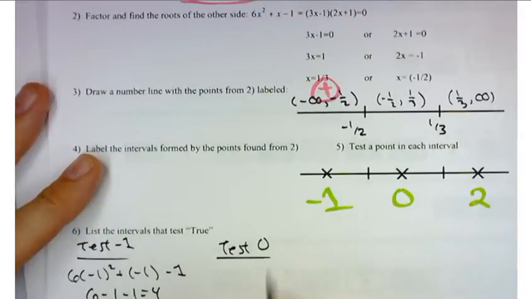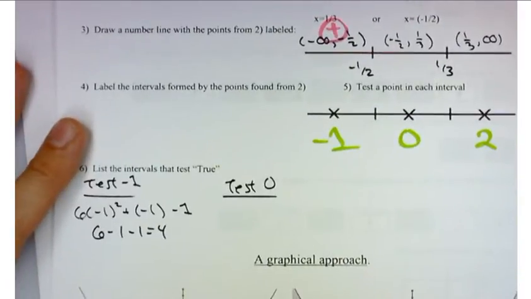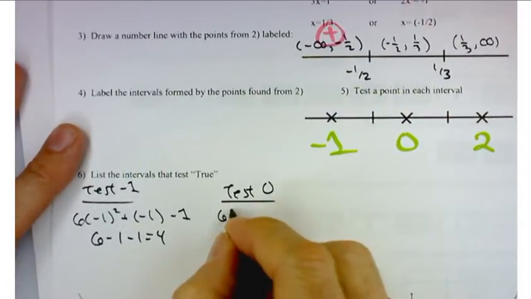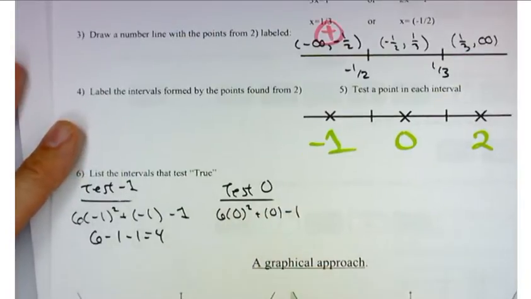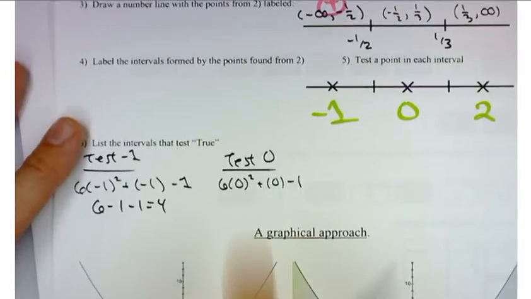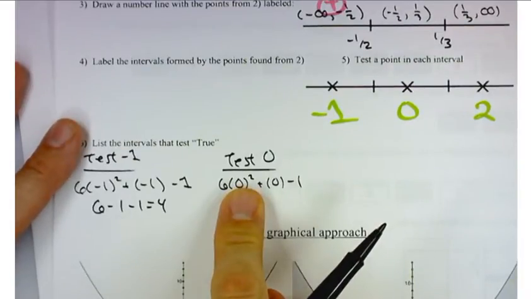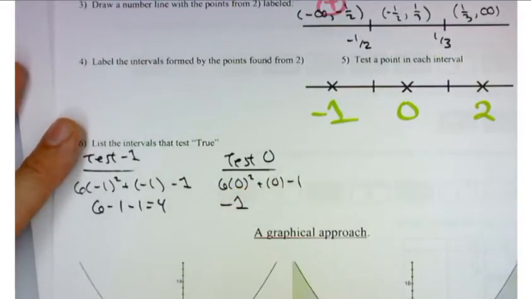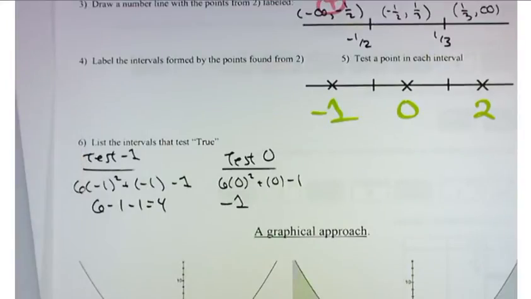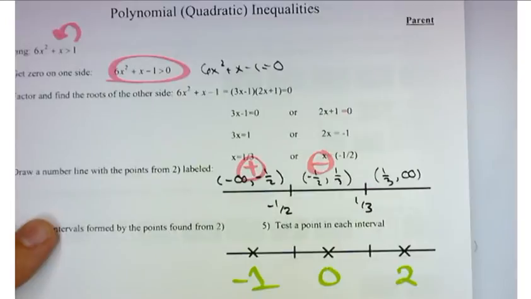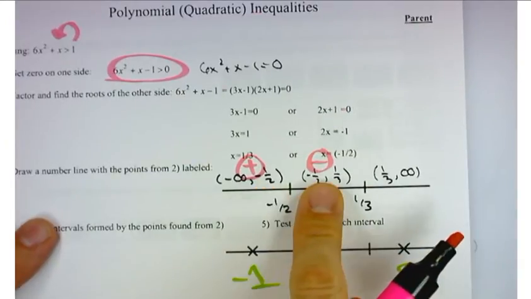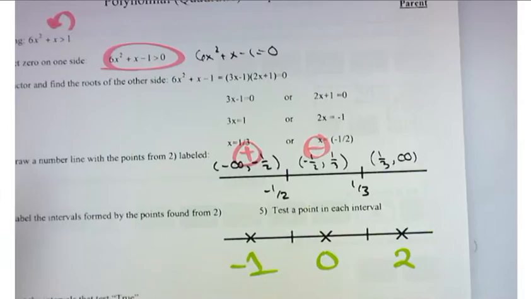We'll test 0. So 0 is pretty easy. 0 is a nice test point. I always choose 0 when I can. What do I get when I plug in a 0 into my inequality? -1. Good. What's the important thing to get out of that when I put in the 0? It's negative. All right, so let's put a negative up here. And I'm putting it up here because these are the intervals that are going to represent our solution.